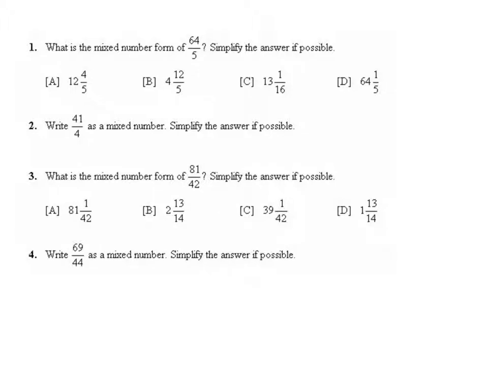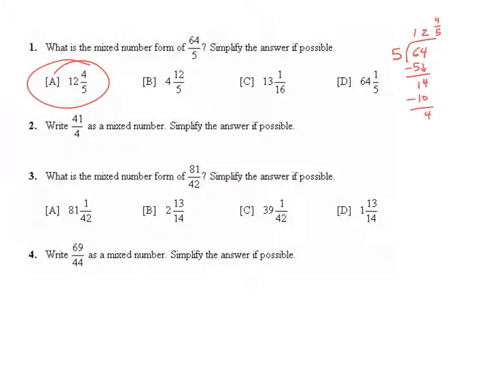So I have 64/5. When I try to group it into groups of 5, that is division. And remember, fractions are just division problems. So I'm going to go ahead and divide. 5 goes into 64 twelve times, and we have a remainder of 4. I can write my remainder as a fraction, 12 4/5, which is A.